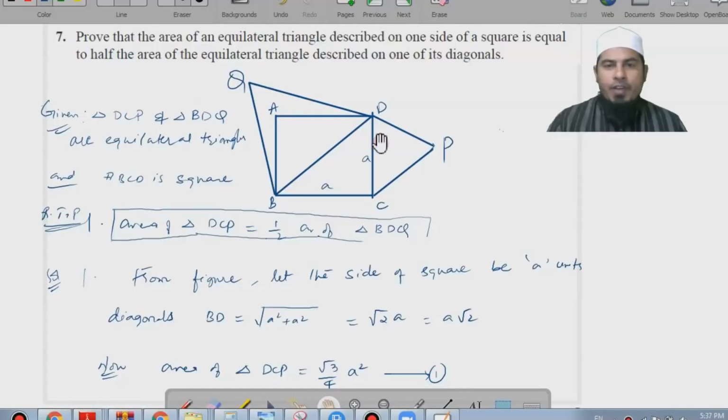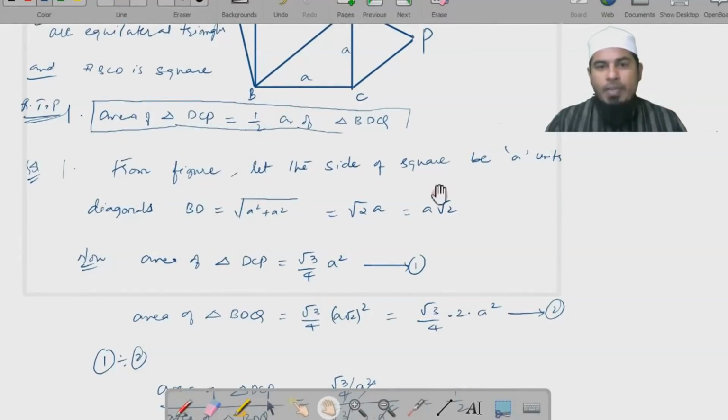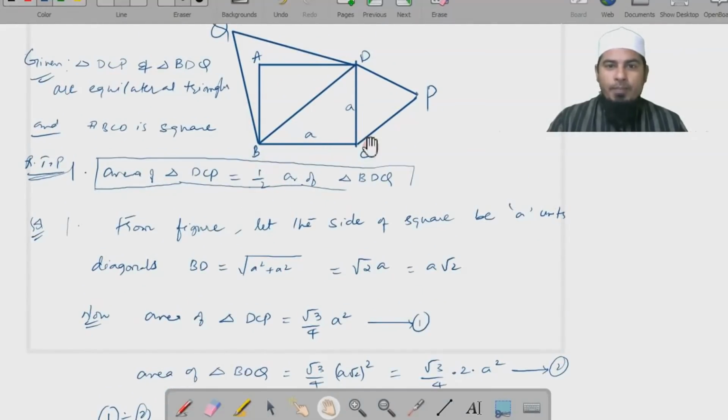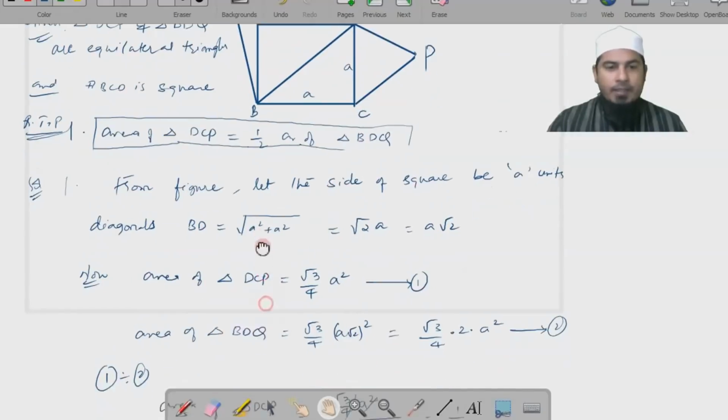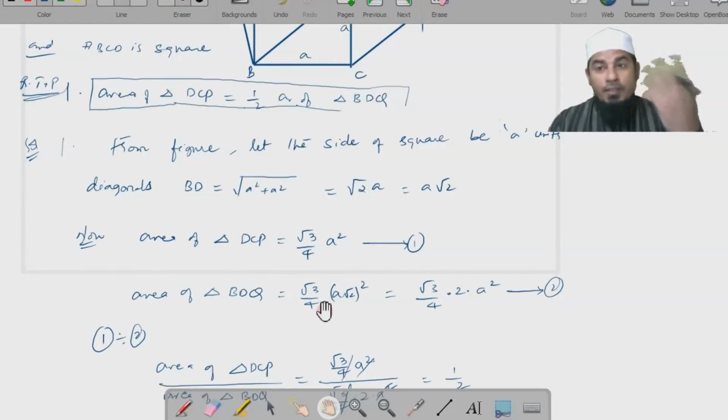We need to prove that the area of triangle DCP, which is described on the side, is equal to half the area of the equilateral triangle described on the diagonal. From the figure, let the side of the square be a units. Diagonal BD, by Pythagoras theorem, is root of a square plus a square, so you will get root 2 a as the diagonal. Now the area of triangle DCP, by the formula for an equilateral triangle, is root 3 by 4 a square, and the area of triangle BDQ will be root 3 by 4 times the side of that equilateral triangle, that is root 2 a, so a root 2 whole square. When we apply the square to both, root 2 square is 2, so we get 2 a square.